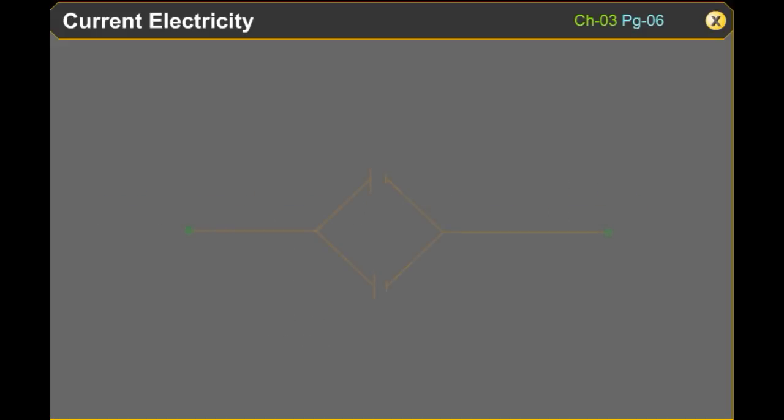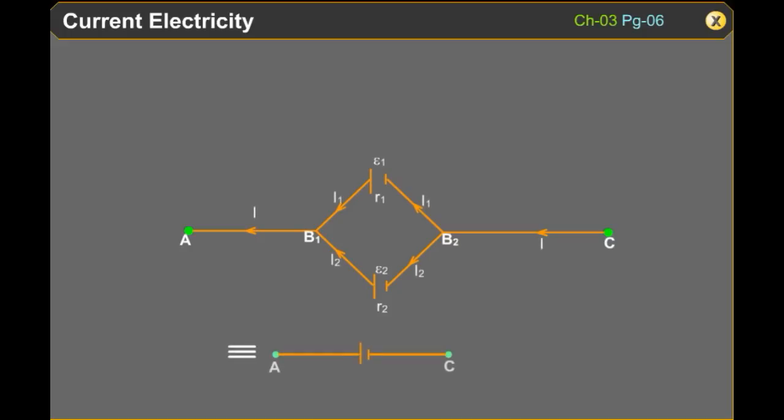Consider the two cells in parallel for connections across A and C. The combination can be replaced by one cell of EMF E suffix EQ and internal resistance R suffix EQ, whose values are given by E suffix EQ is equal to E1 R2 plus E2 R1 by R1 plus R2, and R suffix EQ is equal to R1 R2 by R1 plus R2.